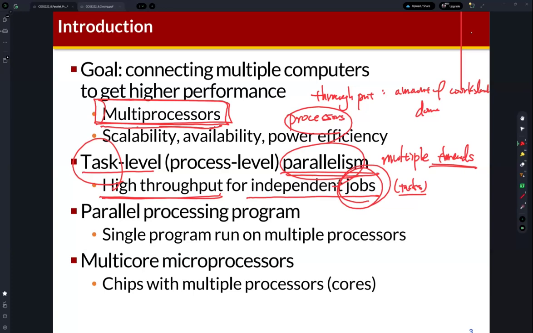Then how can we improve the performance of our application? In order to improve the throughput of our application using the parallel processor architecture, we need to implement a parallel program. It means a single application, but the single application can generate multiple threads, and these multiple threads can be independently executed by multiple processors. So in order to utilize the parallel processor architecture, we need to design parallel programs.